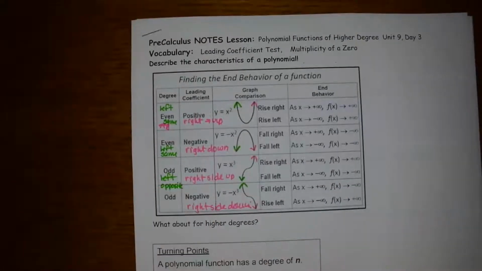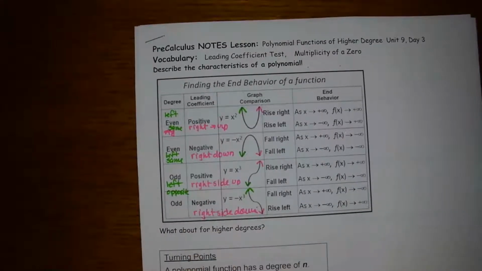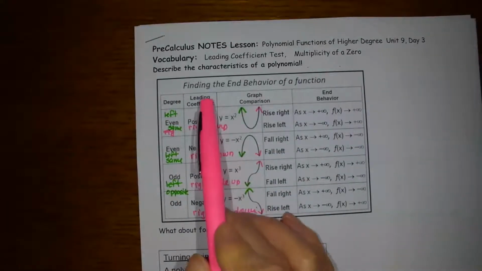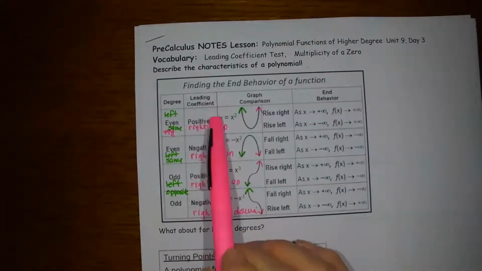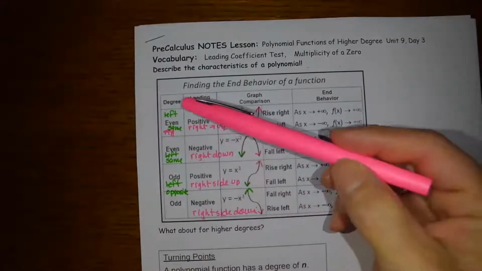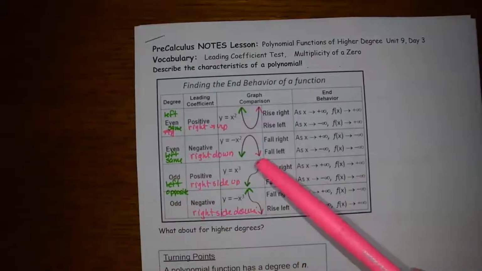Okay, so as we look at higher ordered polynomials, this applies to quadratics too. The important part of this graph, this little summary, is if the leading coefficient is positive, the right side goes up. If it's negative, the right side goes down. If the degree is even, the left goes the same way. Your ends are going in the same direction. If it's odd, they're opposite. That means if the right is up, the left is down.